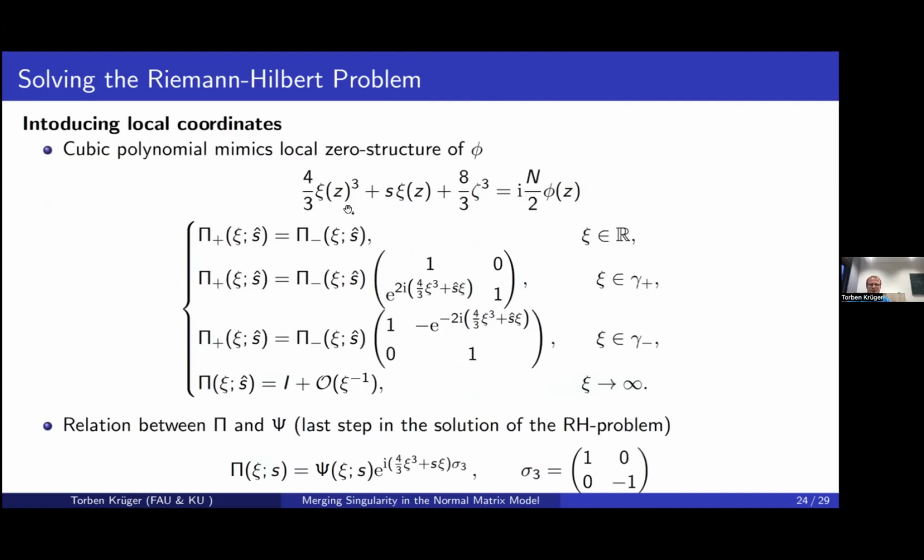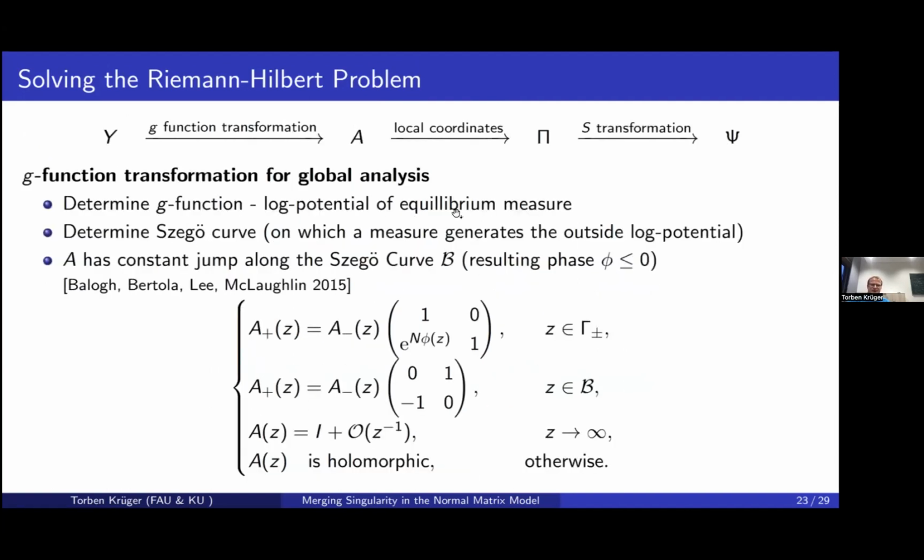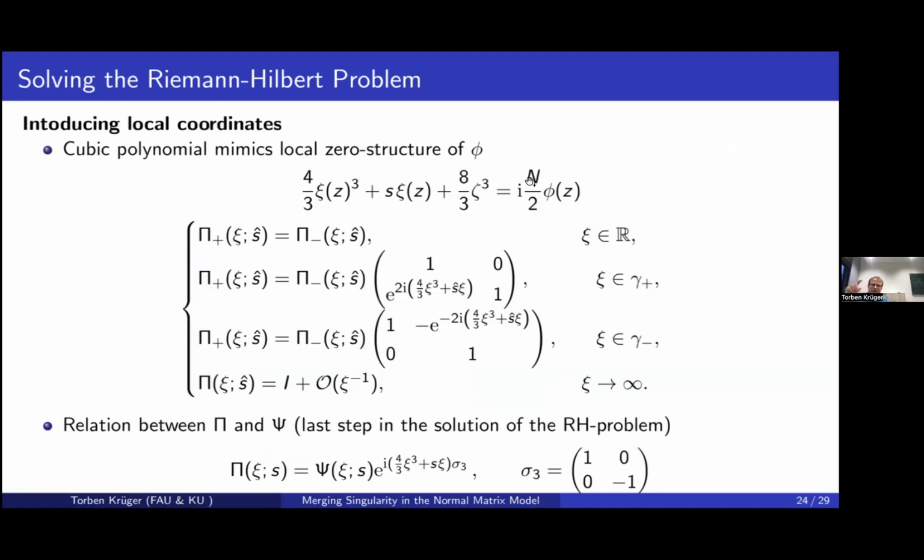So you introduce some local coordinate xi that solves some cubic equation, and then you transform the problem by introducing this local coordinate in some other Riemann-Hilbert problem, which is only valid locally, very close to this singularity, and that has this kind of structure. And here you can already see the psi appearing. So somehow this already looks very suspiciously like the problem, the ODE problem that I introduced earlier. This has something to do with that.